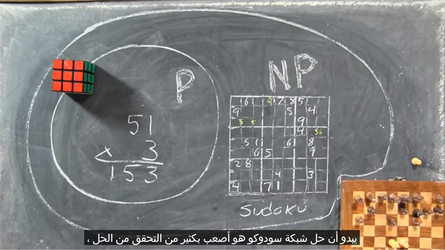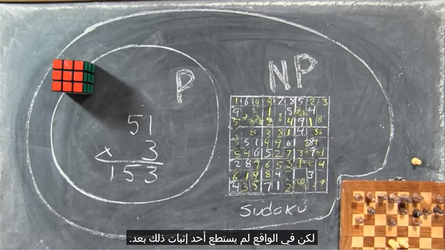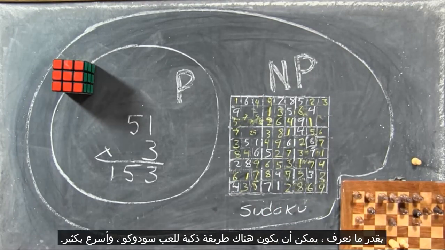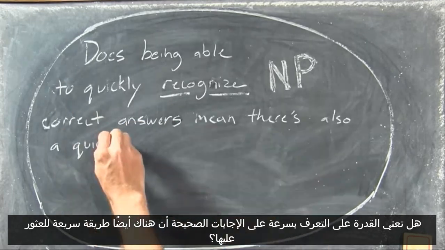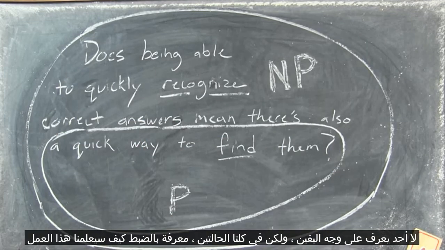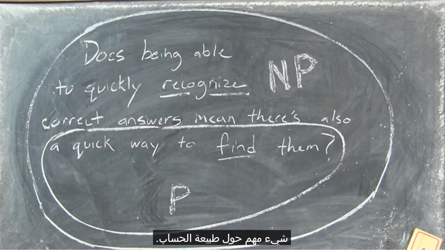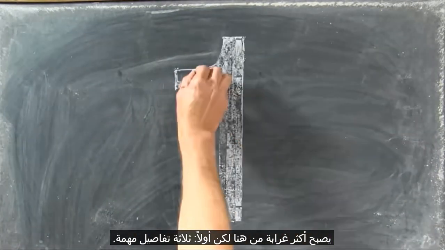But Sudoku is different, or at least we think it is. It seems like solving a Sudoku grid is a lot harder than checking a solution, but in fact nobody's been able to prove it yet. As far as we know, there could be a clever way of playing Sudoku much, much faster. So that's the question. Does being able to quickly recognize correct answers mean there's also a quick way to find them? Nobody knows for sure, but either way, figuring out exactly how this works would teach us something important about the nature of computation. It gets weirder from here, but first, 3 important details.